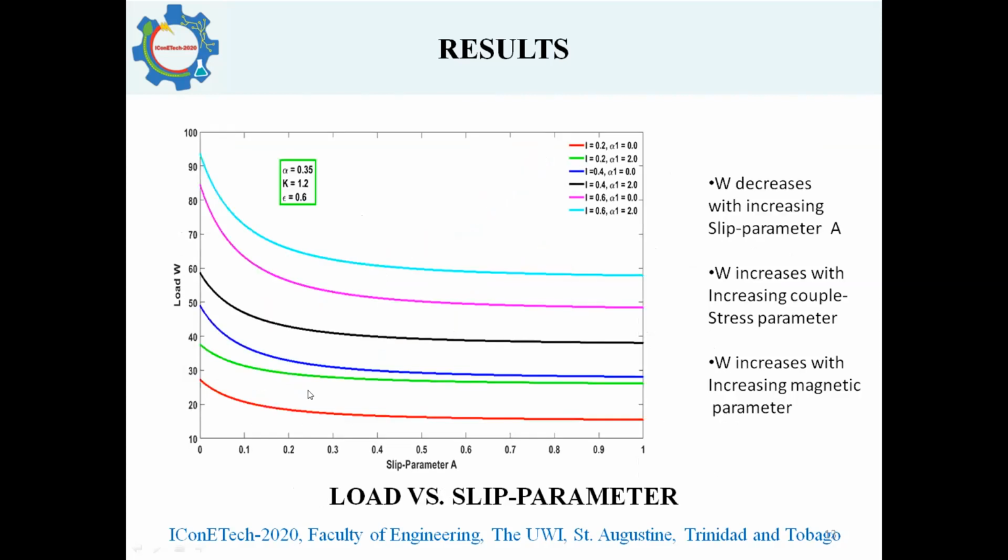Also, when we look at load versus slip, when we have a high slip, we have the highest load carrying capacity of the bearing. As slip begins to increase, going to the no slip condition, it causes a decrease in the load carrying capacity. But of course, when alpha 1, which is our magnetic parameter, goes from 0 to 2, every time we add in the magnetic parameter, the load carrying capacity is increased, and it is also increased with the increase of the couple stress parameter.